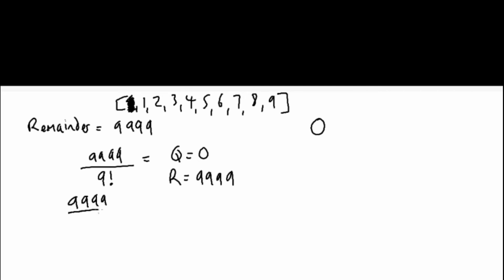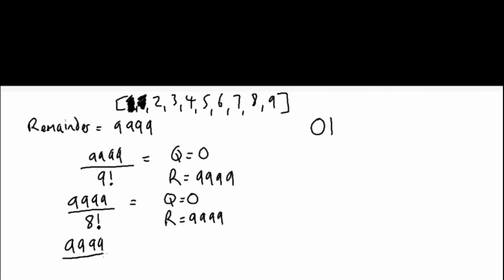9,999 divided by 8 factorial. Now 8 factorial is 40,000 and something, so quotient again is 0 and remainder is 9,999. So we go to the 0th index in our array, which is the 1, and that is the second number in the permutation. That disappears. And we continue.